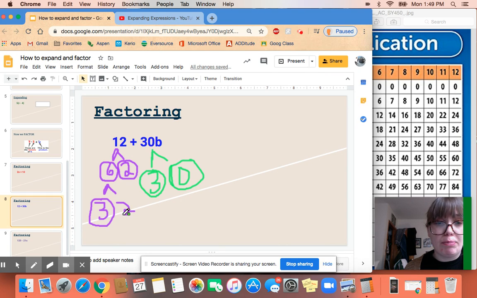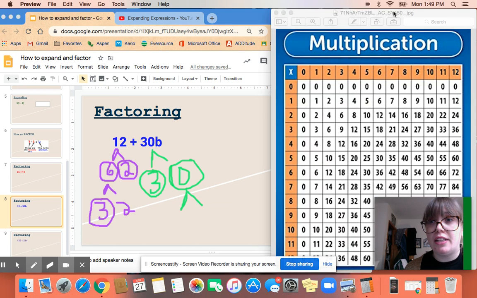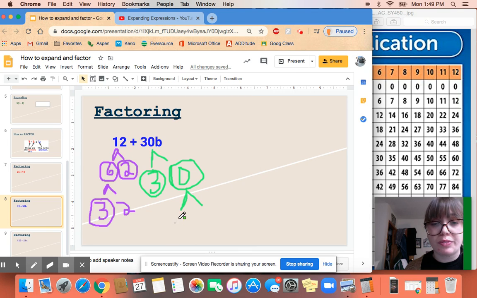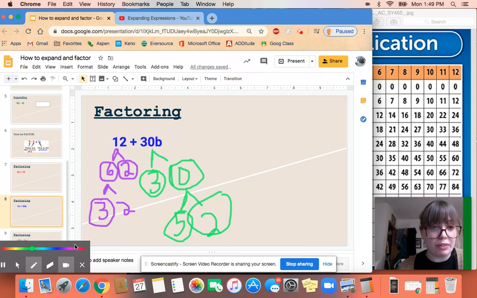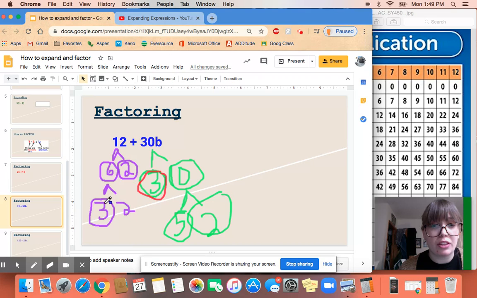All right, I can't break down 3 anymore, but I can break down 10. What makes 10? 5 and 2. 5 times 2 makes 10. So you'll notice, ooh, my drawing's a little crazy, that I have 2 common factors for these. Both 30 and 12 can be divided by 3 and 2. I'm going to choose the biggest one. Always choose the biggest one.